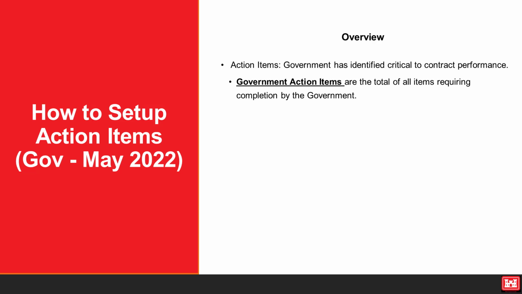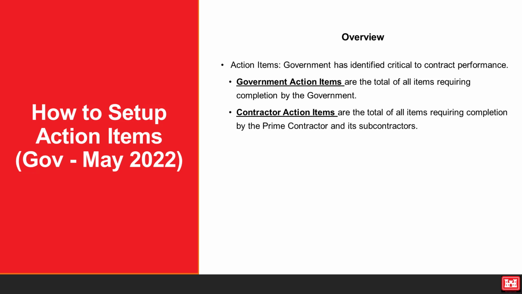Government action items are the total of all items requiring completion by the government. Contractor action items are the total of all items requiring completion by the prime contractor and its subcontractors. My action items are the number of items requiring completion by the logged-in user. The box color indicates the existence of items within 4 levels.